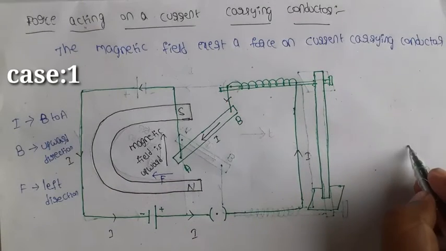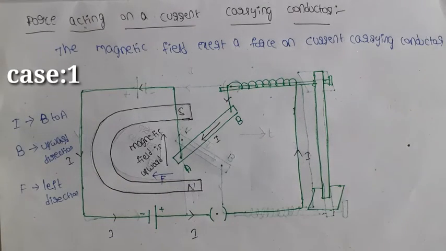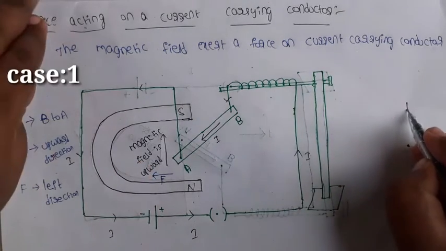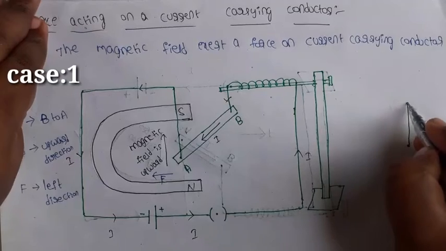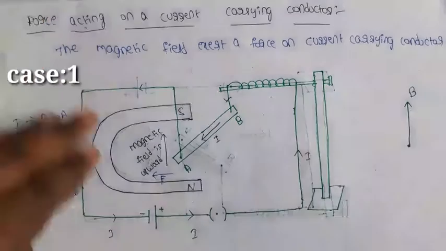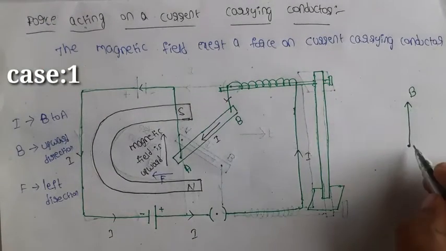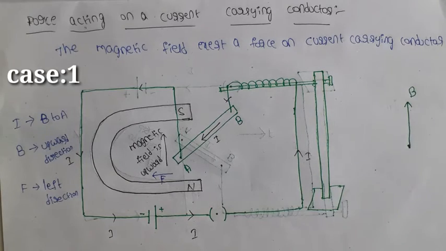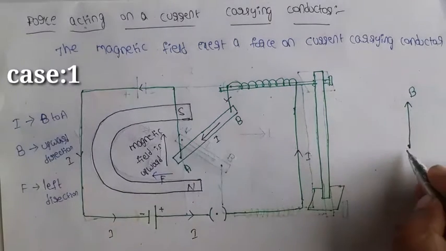For example, I am taking this point of the conductor. On this conductor, an upward magnetic field is acting. So this is the direction of the magnetic field. Current is flowing B to A. This is the conductor.